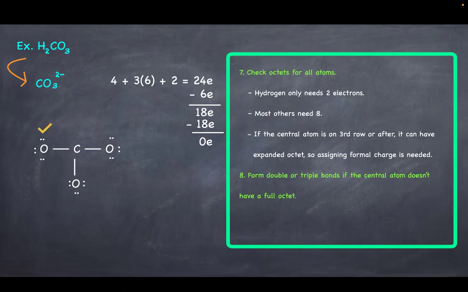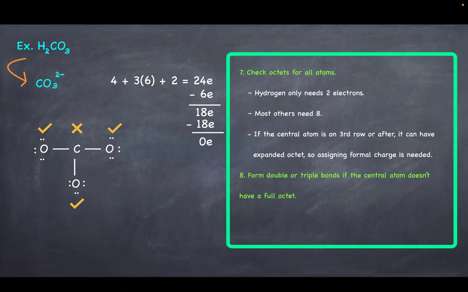We see that oxygen is satisfied with 8 electrons, so it's good. This oxygen is good. This oxygen is good. But when we look at carbon, carbon is not good. It only has 6 electrons. So that means the structure is not finished yet. That's where we have to go to step 8, which is we have to start making double bonds or triple bonds to satisfy the octet for every single atom.